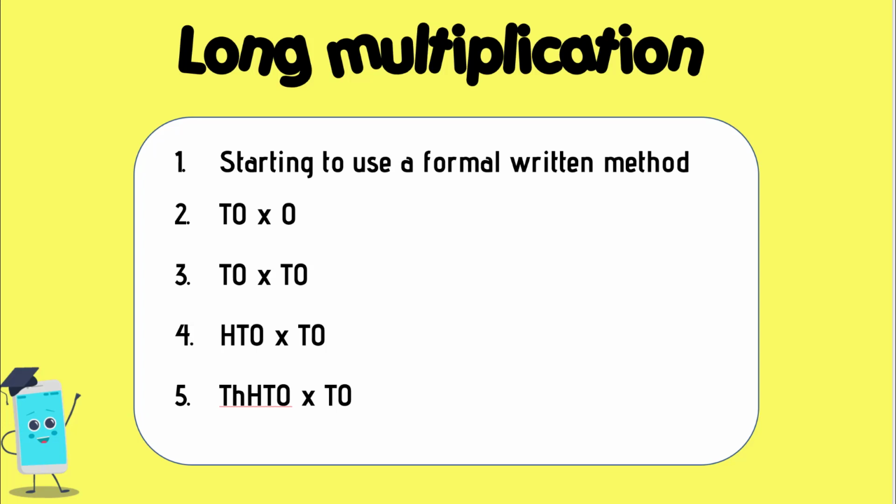So we're going to start by looking at how we use a formal written method. We'll look at how we're going to lay it out, and then we're going to build up in stages. We're going to build up in steps from a 2-digit number by a 1-digit number to a pair of 2-digit numbers, and then we're going to increase one of our numbers to 3 digits and 4 digits. So let's start by looking at what a formal written method looks like.